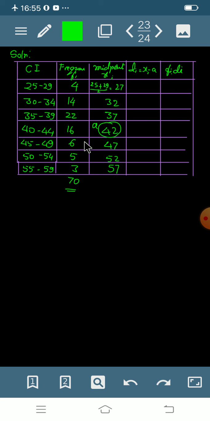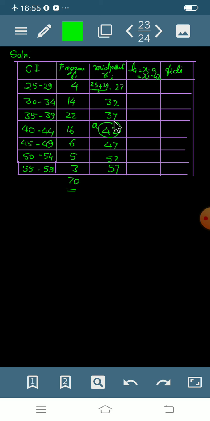Now, what do we have to do next? Now we have to fill up this column. Here, deviation is given. Deviation formula is xi minus A. What does A mean? A means the assumed mean. So, xi minus 42, where 42 is the assumed mean. Now, we have to go on subtracting this 42 from each of these numbers.